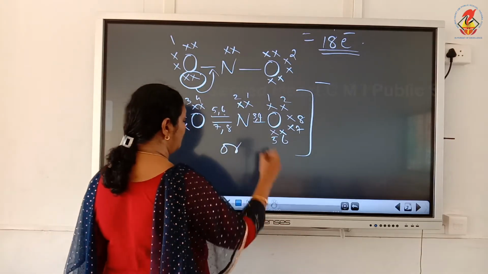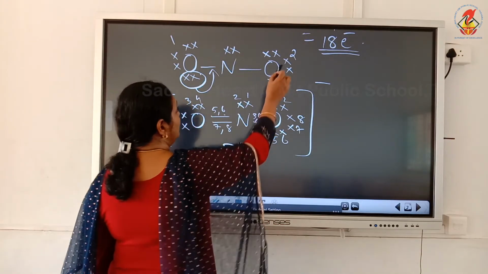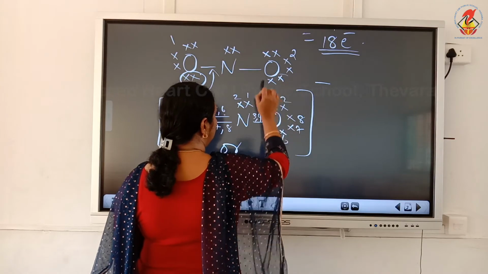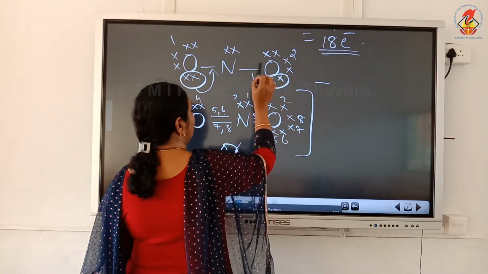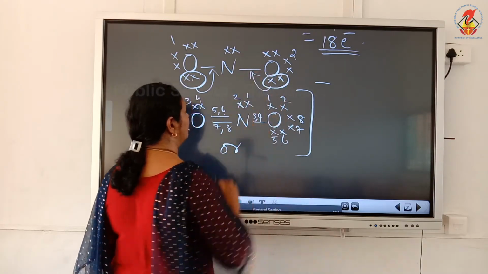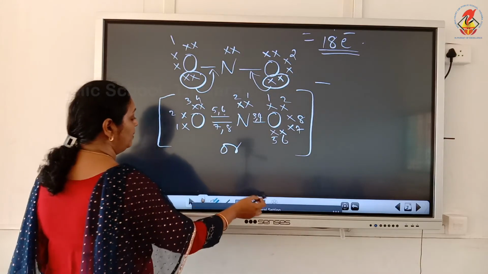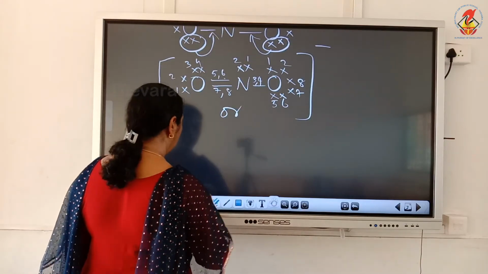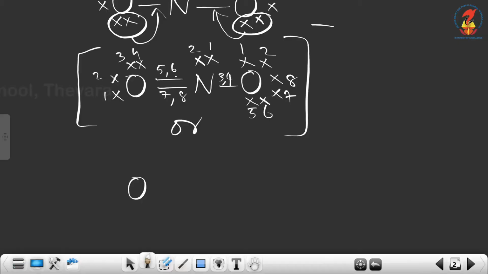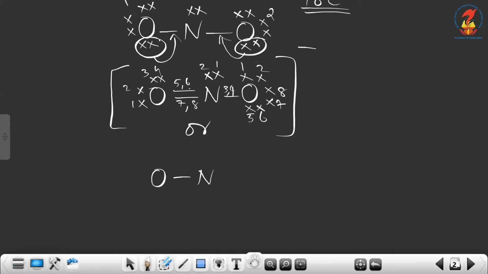Or what is the next option? What is the next possible Lewis structure? The second oxygen can share its electron for multiple bonding. So what will be the structure, the Lewis structure? The other possible Lewis structure is O, single bond N, double bond O. Now this oxygen has 1, 2, 3, 4, 5, 6, 7, 8.